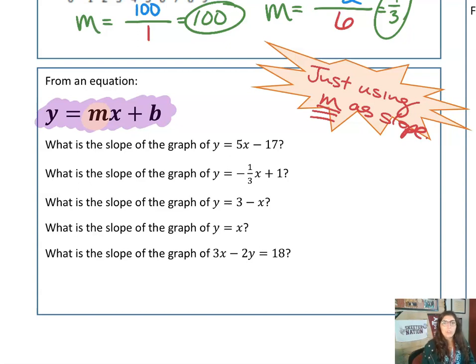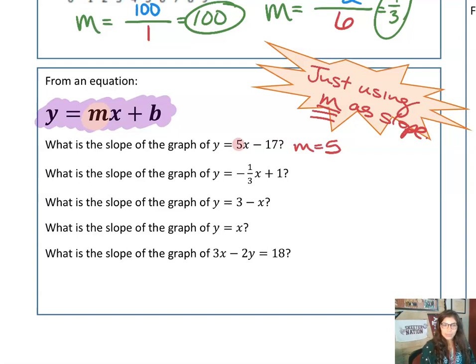It says, what is the slope of the graph of y equals 5x minus 17? The first thing we have to do is make sure that this equation right here is written in slope-intercept form. If it has a y by itself, an mx term, and then a constant for b, we're good. This is in mx plus b format, which means all I need to do is say, all right, the number next to x, which in this case is 5, is my slope. That's it. The slope is 5.